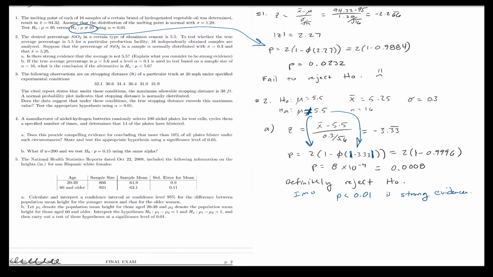I'll skip part B and move on to number 3.